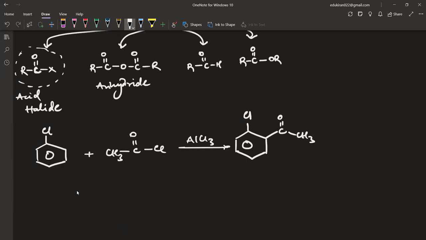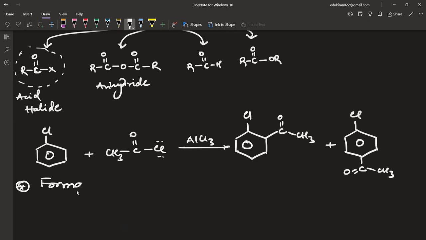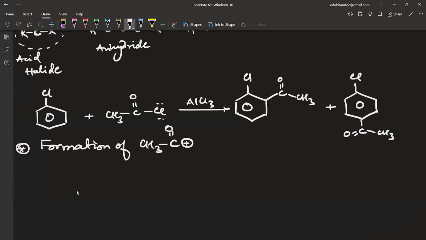ठीक है, please याद रखिए. The Cl, similar जैसे Cl आपको क्या था? पहले कहाँ से attach होता था? इधर जाएगा. Cl will attack on this AlCl3. है ना? तो यहाँ पे आपके पास positive charge carbon आएगा. Formation of CH3, C double bond O, positive. Kaise ho raha form? We have here CH3, C double bond O, Cl, and we have here AlCl3.